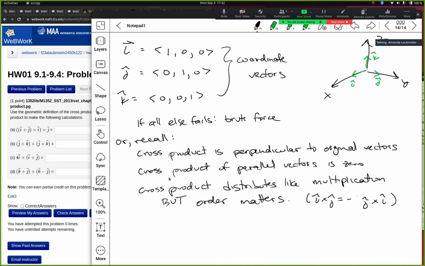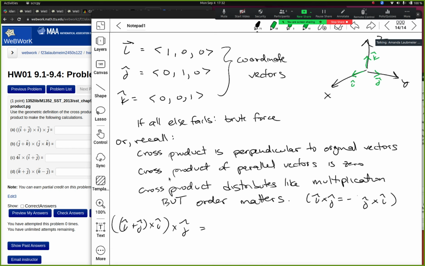And so if we want to do one of these problems this more clever way, let's do the first one: i hat plus j hat cross i hat cross j hat. It's really hard for me to visualize what i hat plus j hat is and what a cross product is. And so the first thing I'm going to do is go ahead and distribute some things.